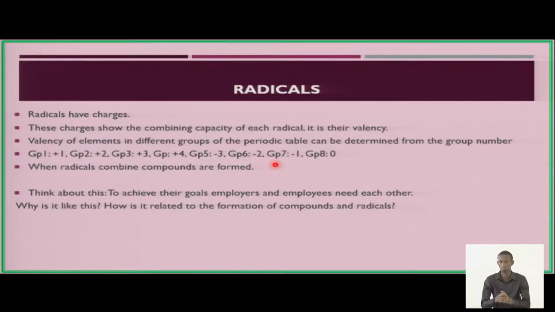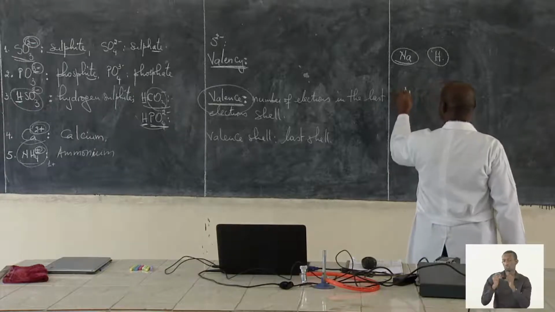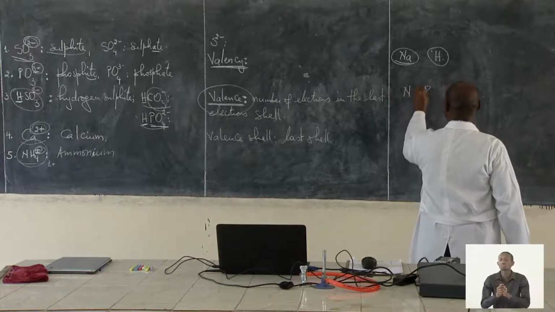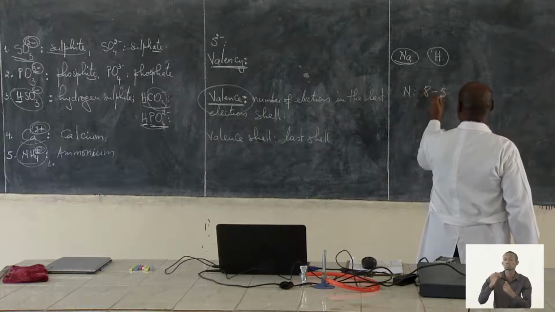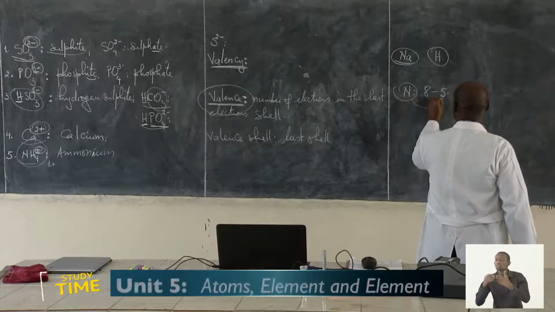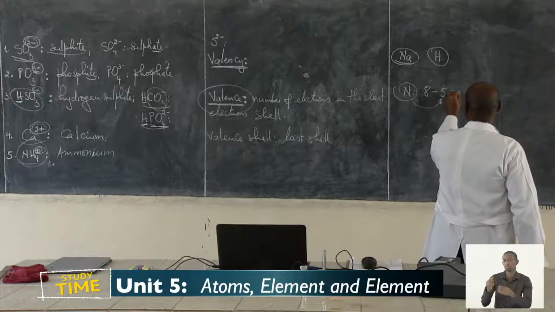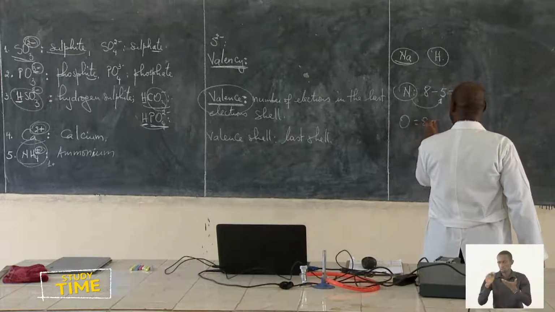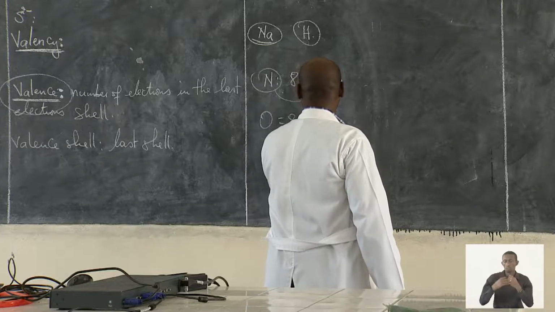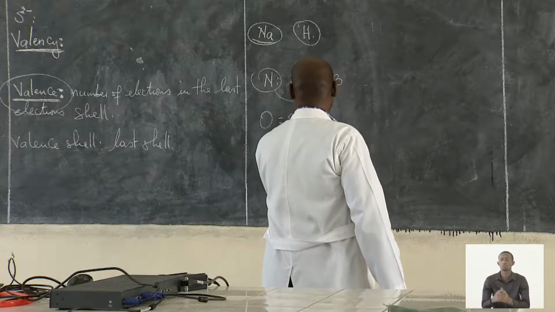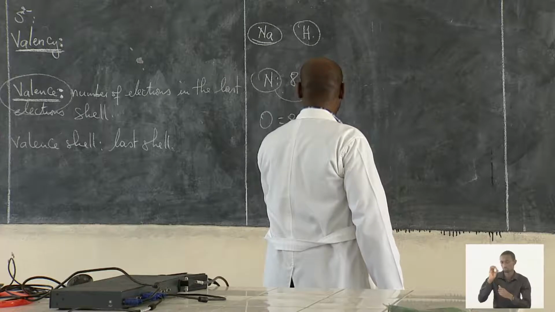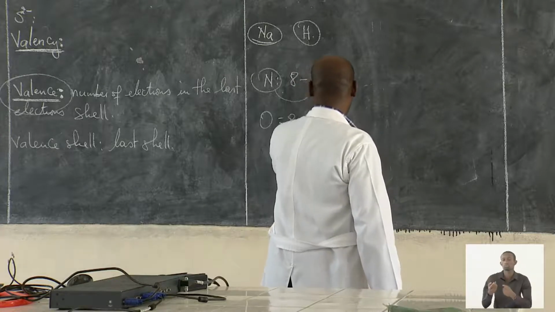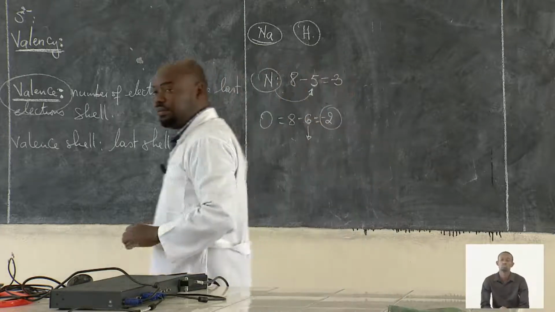the particle is located. So if you want to find the valency of nitrogen, for example, you take 8 minus 5, because nitrogen is in group 5. So the valence will be 3. For oxygen, it is 8 minus 6, because oxygen is in group number 6. So it will be 2. You can put negative there.